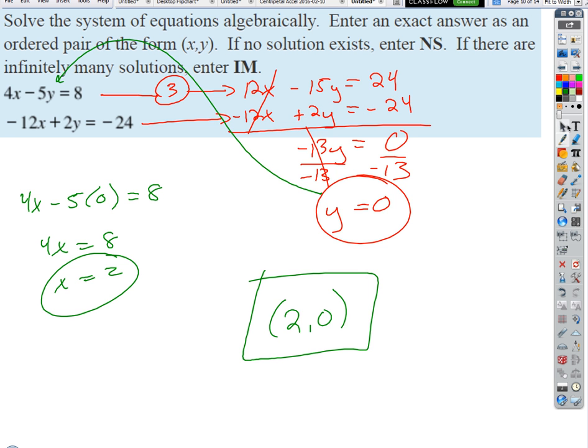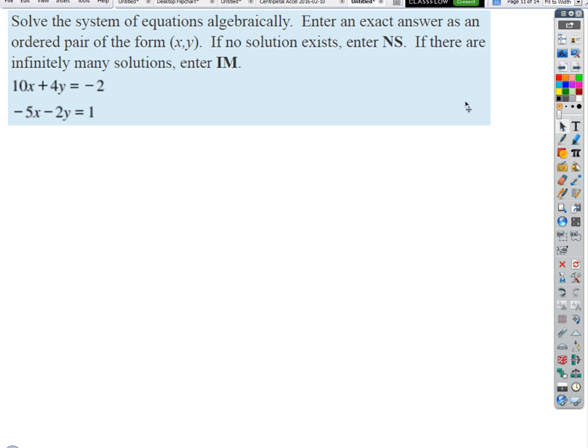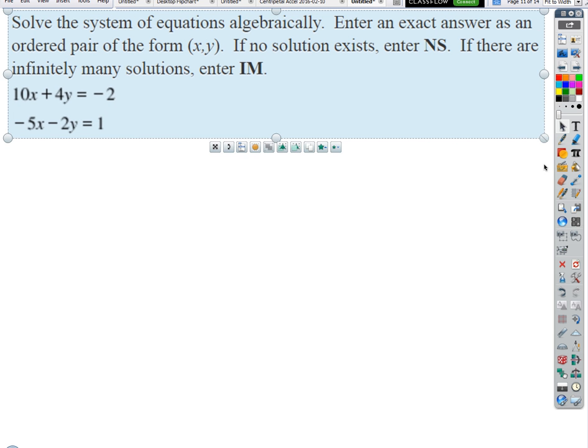Okay, make sense? Okay, let's do another one. Okay, how about this guy? Stare at this one for a second. Multiply by 2, that's by 2. Everybody agree that it would make sense here to get the x's to cancel? Yeah. I could multiply the bottom one by 2, leave the top one alone.